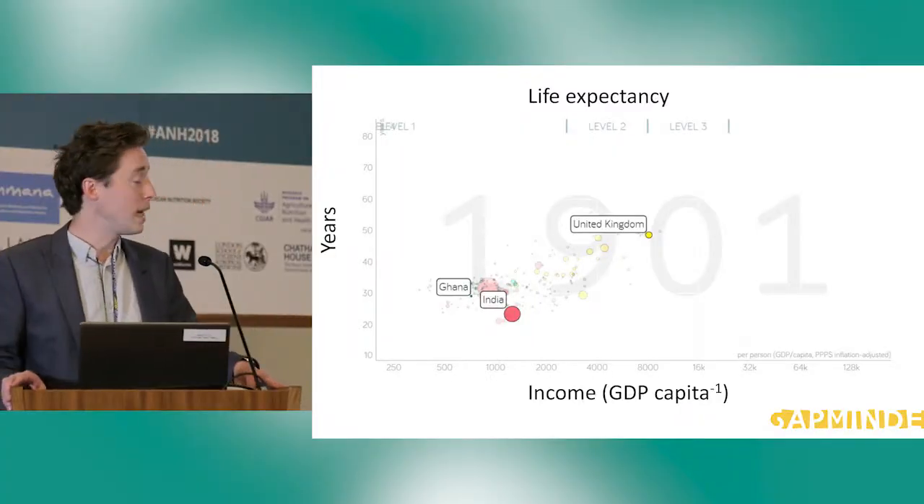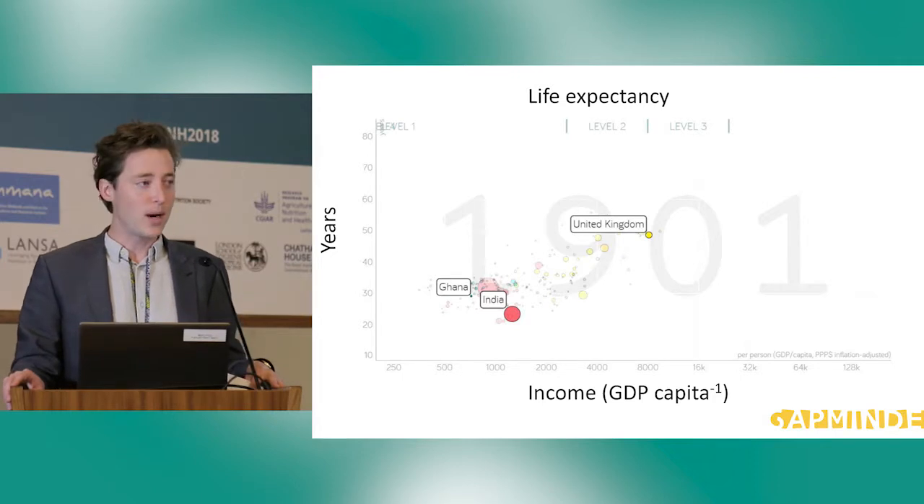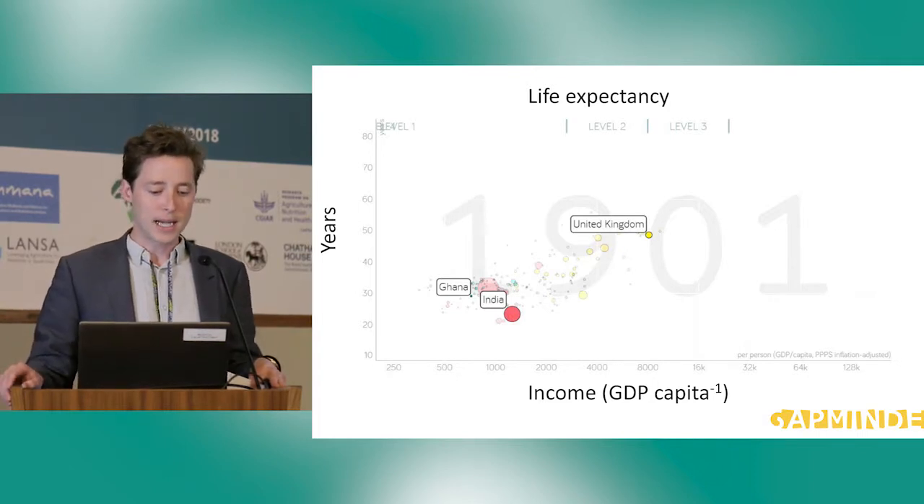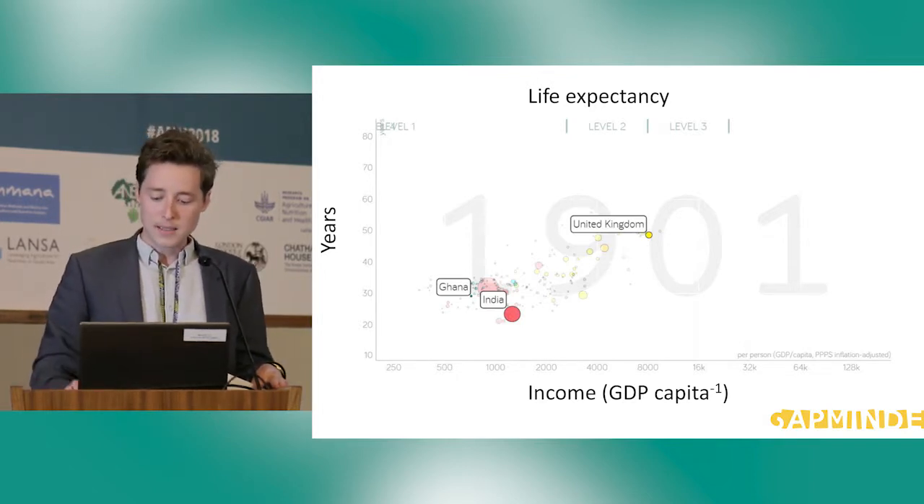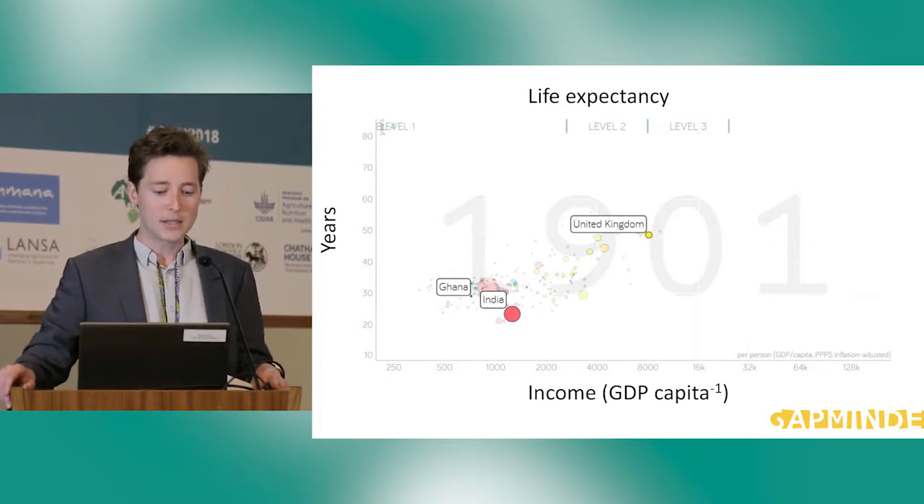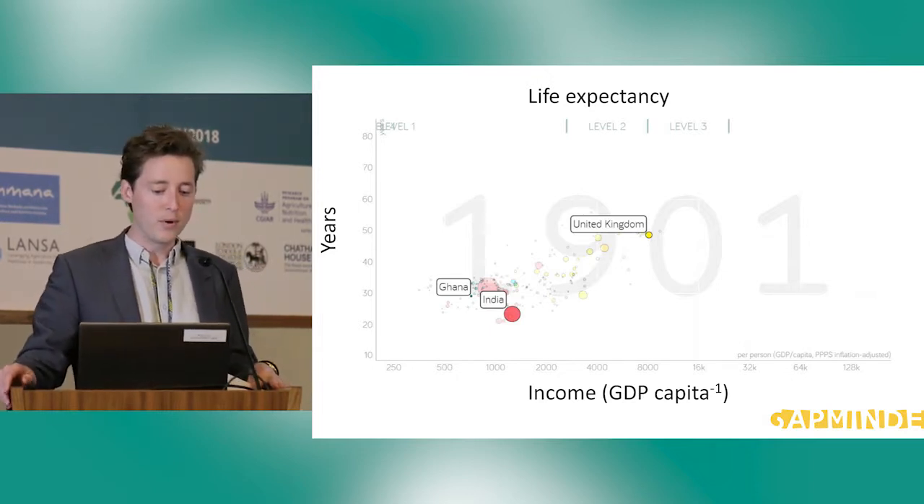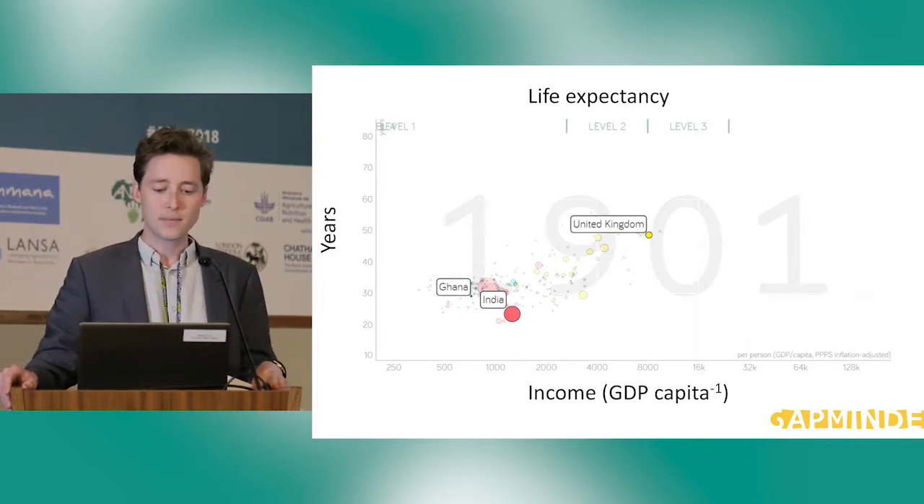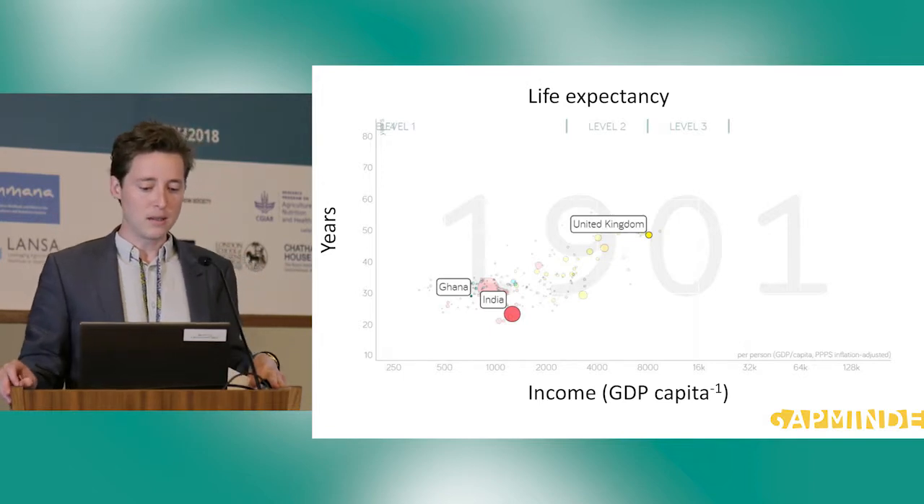This chart shows years of life expectancy on the y-axis and income, GDP per capita on the x-axis, and the blobs are different countries. I've just highlighted here Ghana for obvious reasons, and the United Kingdom, and also India as a comparison. This is an animation, and what you'll see is as it runs through the years from 1901 up to the present day, you'll see the blobs moving as countries get wealthier and as life expectancy increases. And this is pretty much universal around the world.